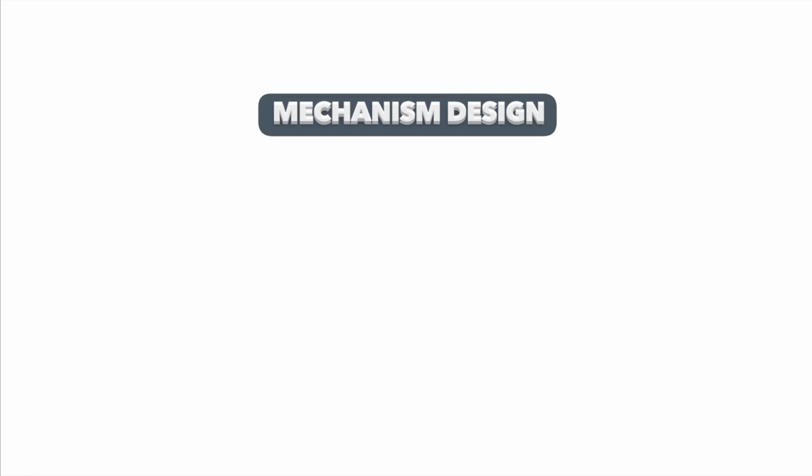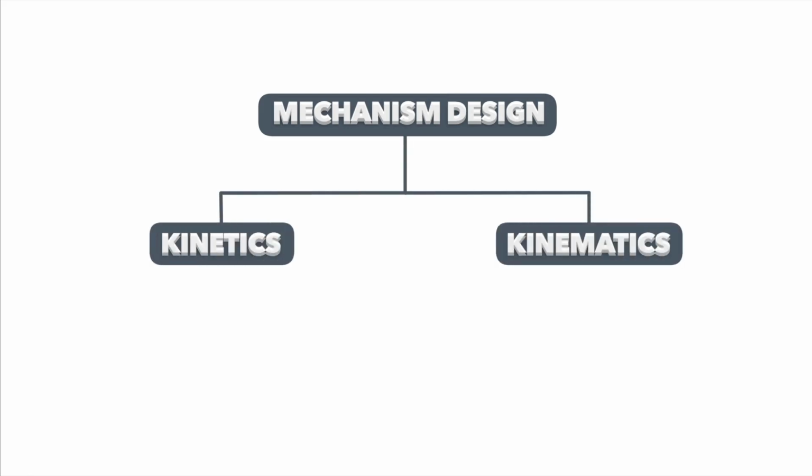Mechanism design is made up of two main branches, kinematics and kinetics. Simply said, kinematics is a study of motion path with no regard to forces. Kinetics is a study of forces that cause motion, control motion, or result from motion. And you can see how smart this is.